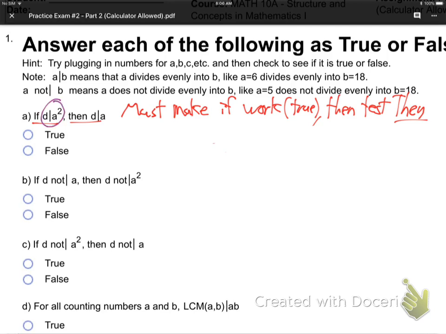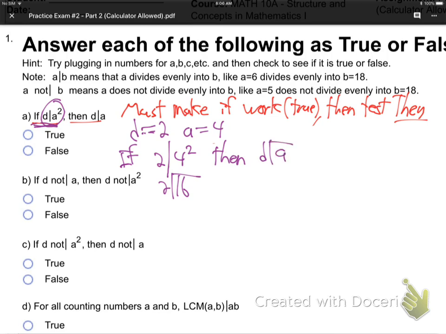So let's take a look. So if D divides A squared, so you just got to pick numbers that work. You got to make the if work. So how about if D is something like 2, try to pick little numbers, and A is something like 4. 2 goes into 4 squared, right? That's 2 into 16. 2 does go evenly into 16. I made the if work. Then the D will go into the A. 2 into 4. 2 goes into 4.